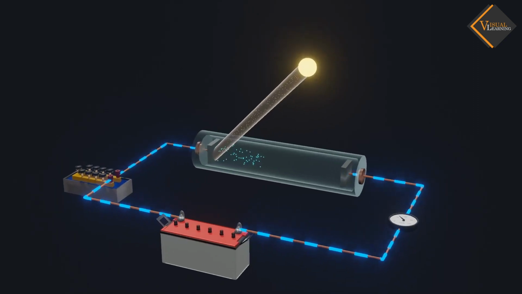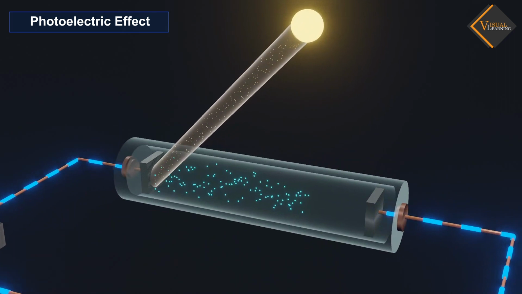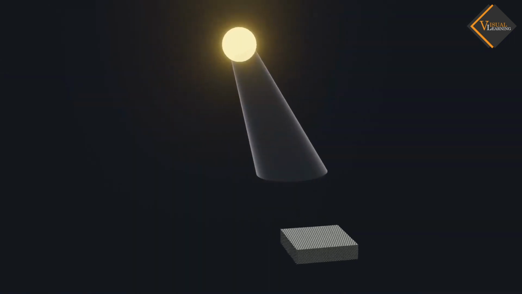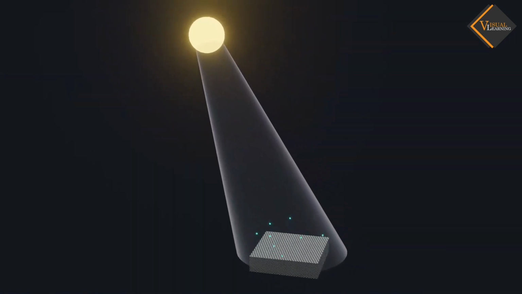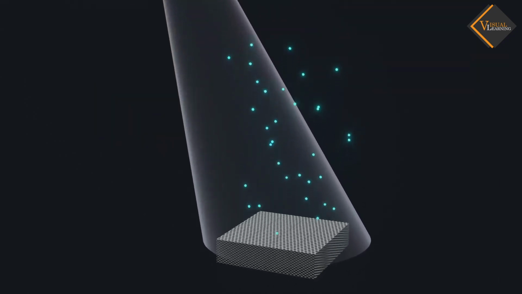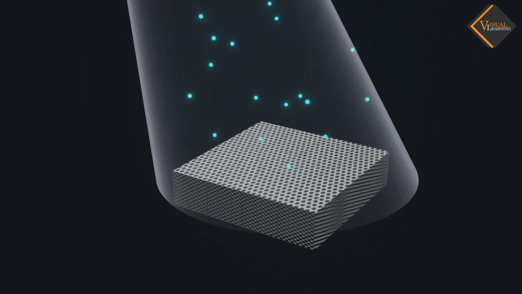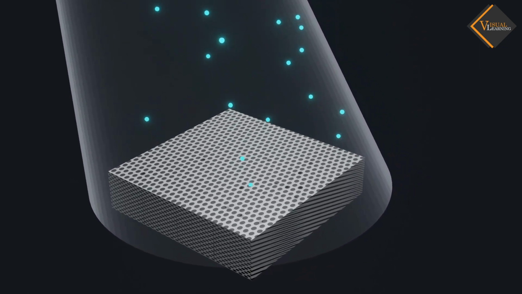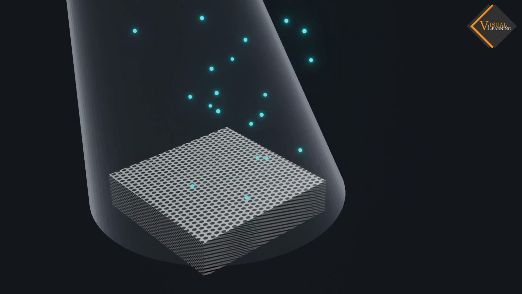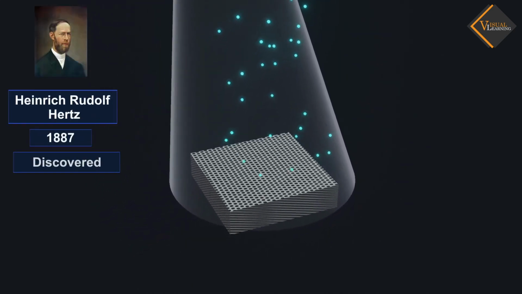In this video, we will understand the photoelectric effect. The photoelectric effect is a phenomenon in which light radiation falls on a metal surface, causing the emission of electrons from that metal surface. This phenomenon was discovered by German physicist Heinrich Rudolf Hertz in 1887.